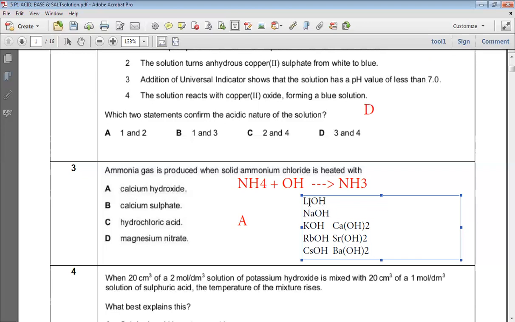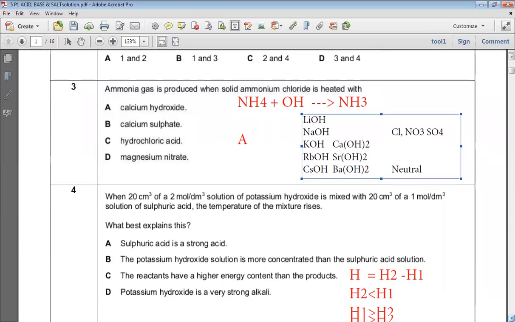So if these metals, lithium, sodium, potassium, rubidium, cesium, calcium, strontium, barium, are combined with chloride ions, nitrate ions, or sulfate ions, SO4, the salt is neutral in nature. So these salts are neutral in nature. A neutral salt cannot produce ammonia gas when it reacts with an ammonium salt. So question number 3, option A is correct. Now we have to proceed to question number 4.